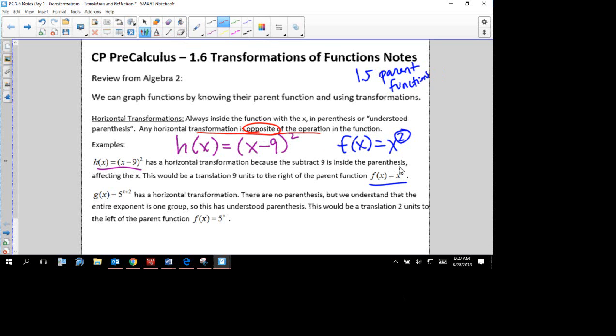Another thing about horizontal is that when you figure out what the transformation is, it's always opposite of the operation of the function. All horizontals are opposite. So when I see a minus 9 here, horizontally, I'm going to want to go this way, but it's opposite. You got to go this way instead. So what Cole said earlier, this would be a translation that goes 9 units to the right, even though it says minus 9.